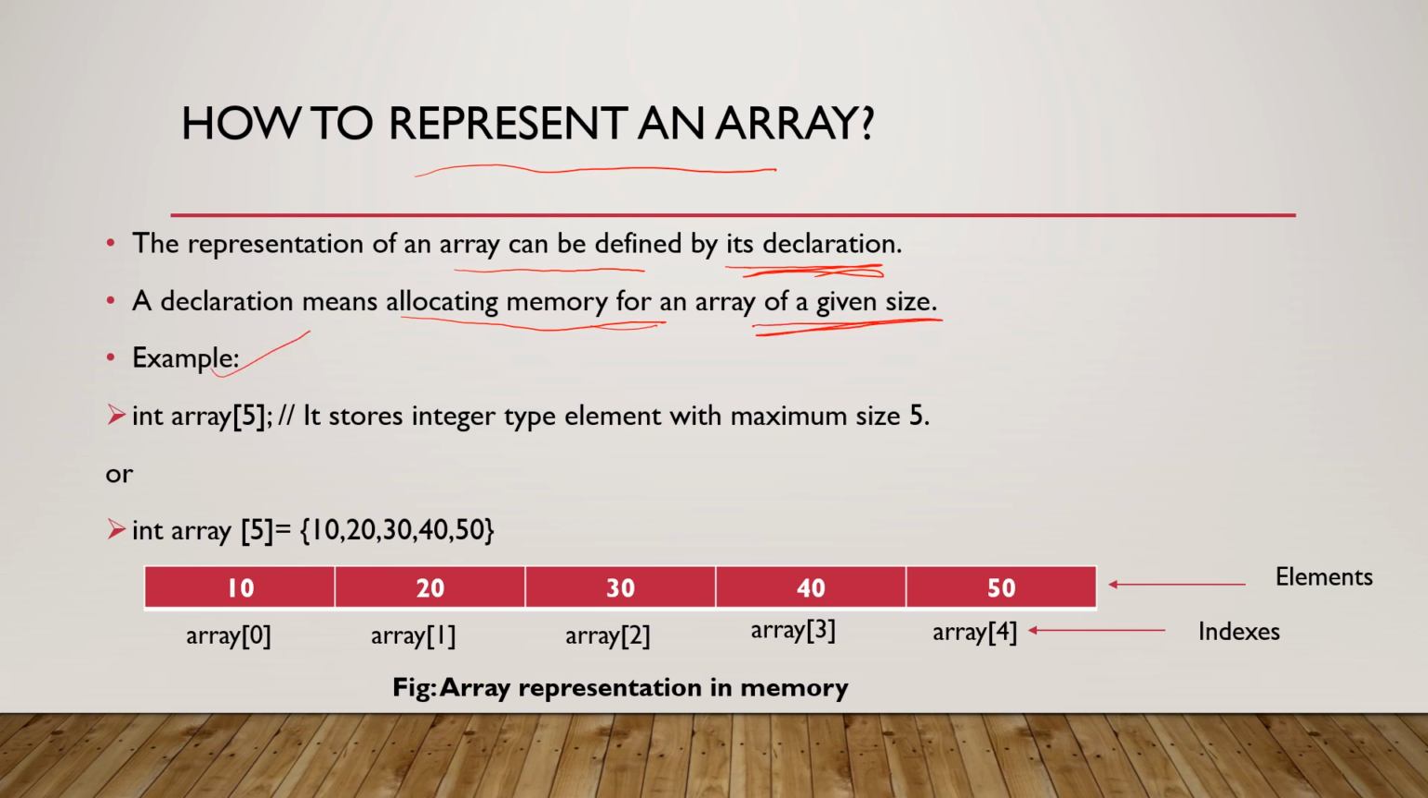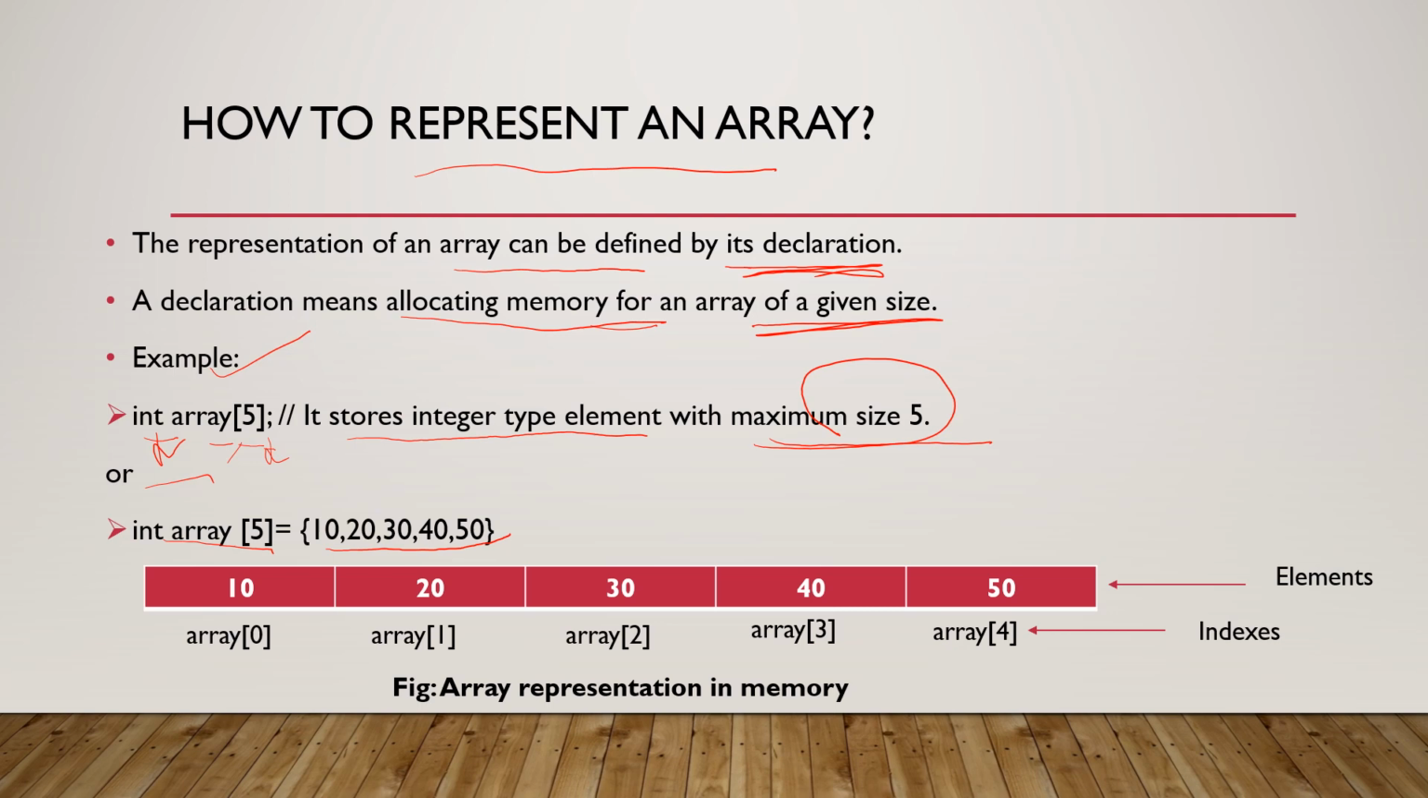For example, suppose int array[5], it means that it stores integer type elements with maximum size of 5. Here int is the data type, array is the name of the array and 5 is the maximum size of the elements. Or we can also represent as int array[5] equals to the number of elements that we want to assign to the array.